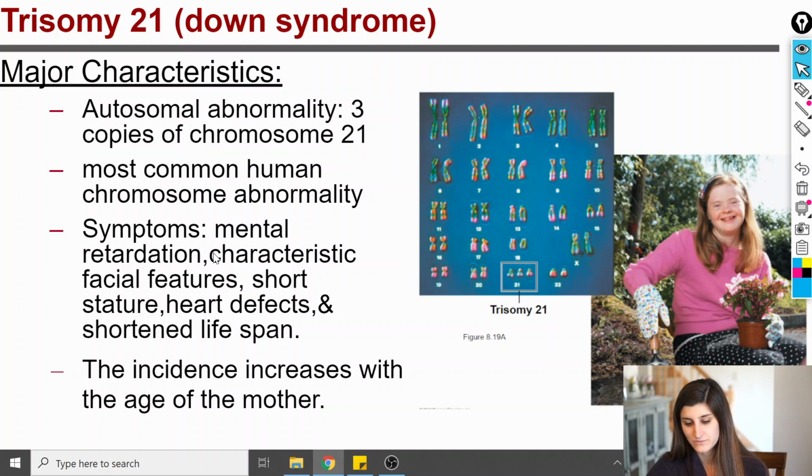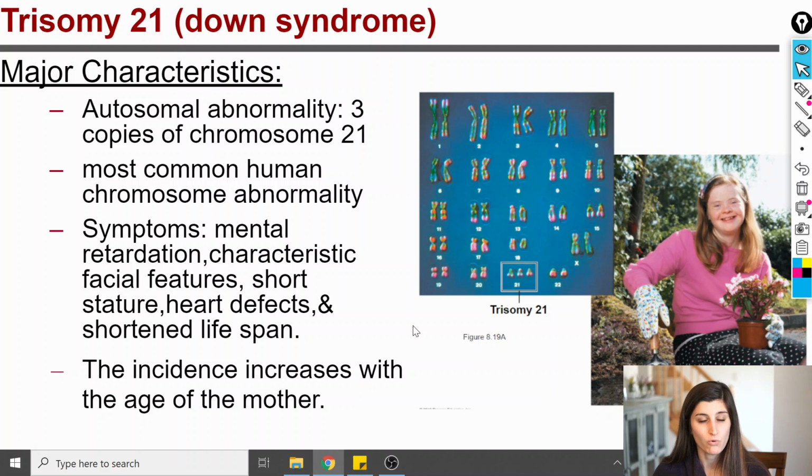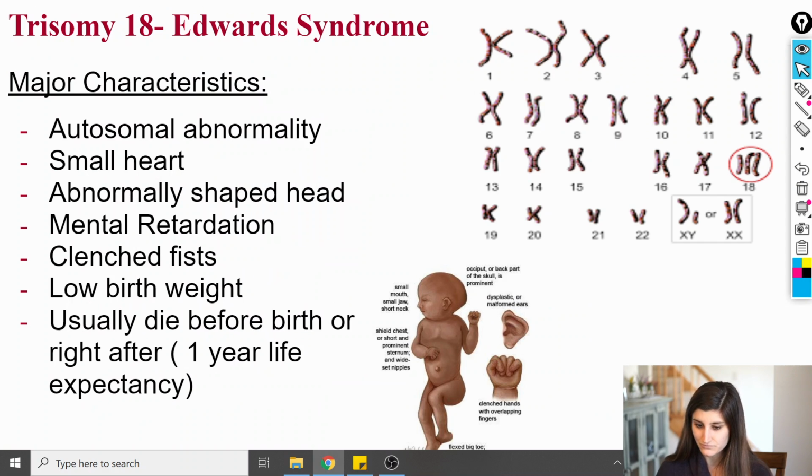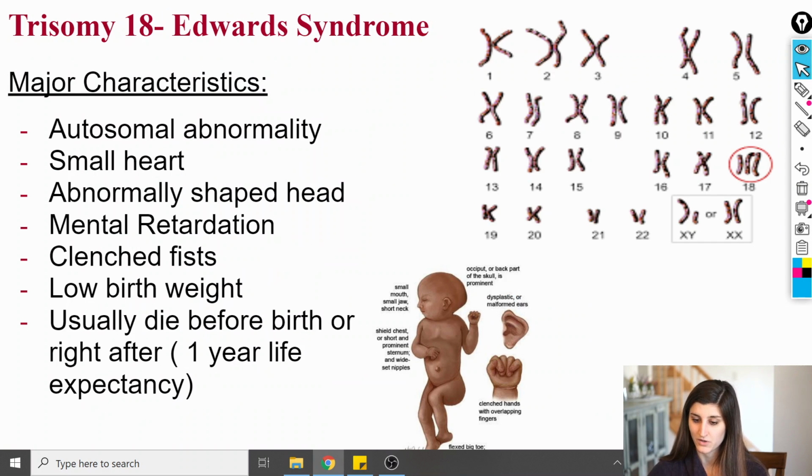Then we also see some symptoms: mental retardation, characteristic facial features, short stature, tend to have heart defects, and a shortened lifespan. This characteristic of Down syndrome tends to increase with the mother's age. So the older the mother is, the more likely this is. It's not always the case, but it just seems to be a bit of a pattern that has emerged. But the person can live with this. They can live with this and live a very happy life with this. But this one is not good.